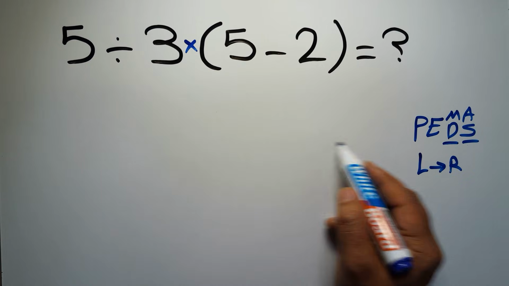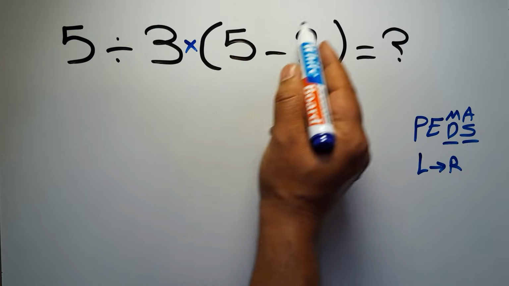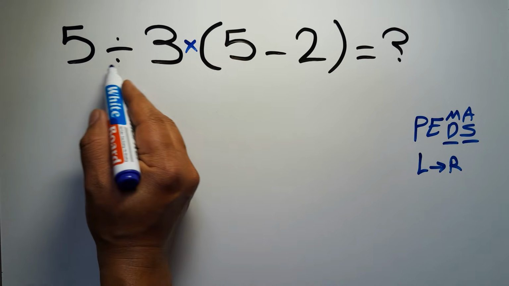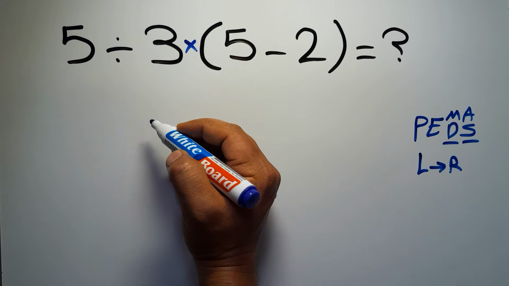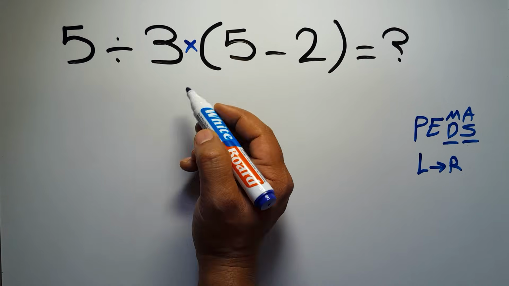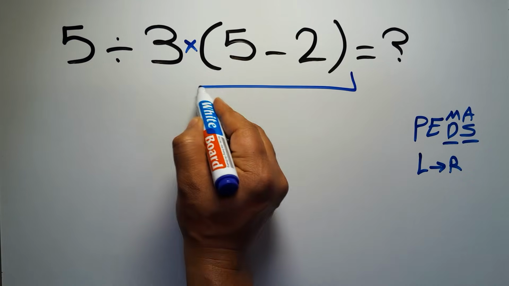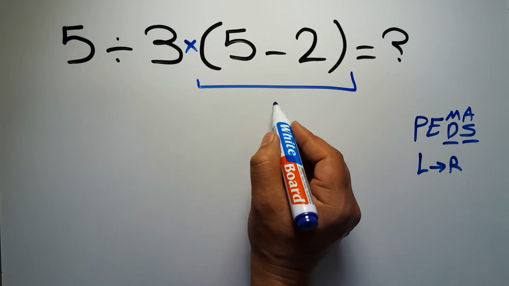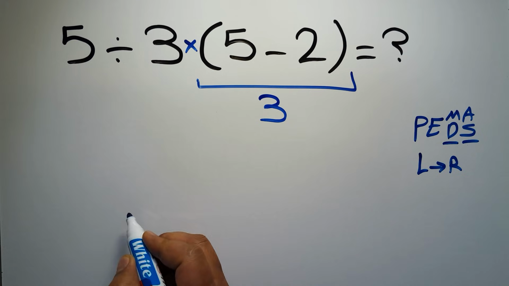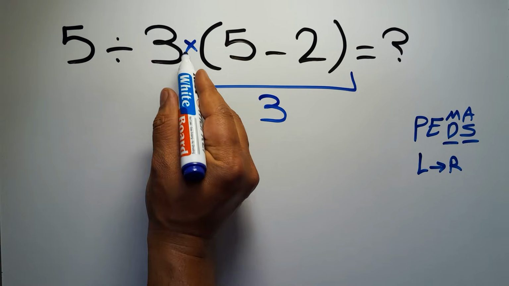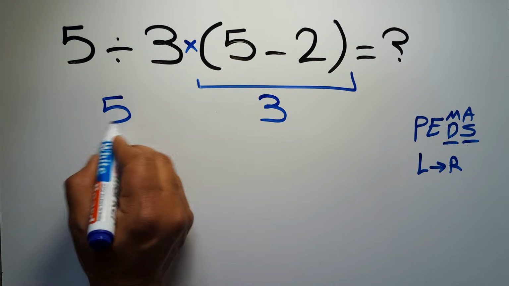Okay, so according to PEMDAS, first we have to do this parentheses, then this division, and then finally this multiplication. Okay, so first this parentheses. Inside this parentheses we have 5 minus 2, which gives us 3. So 5 divided by 3, then times 3.